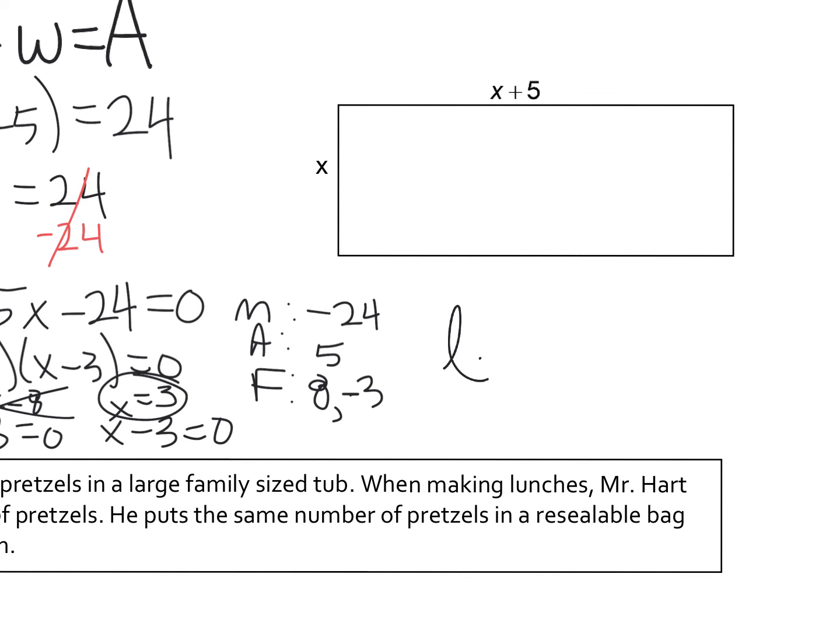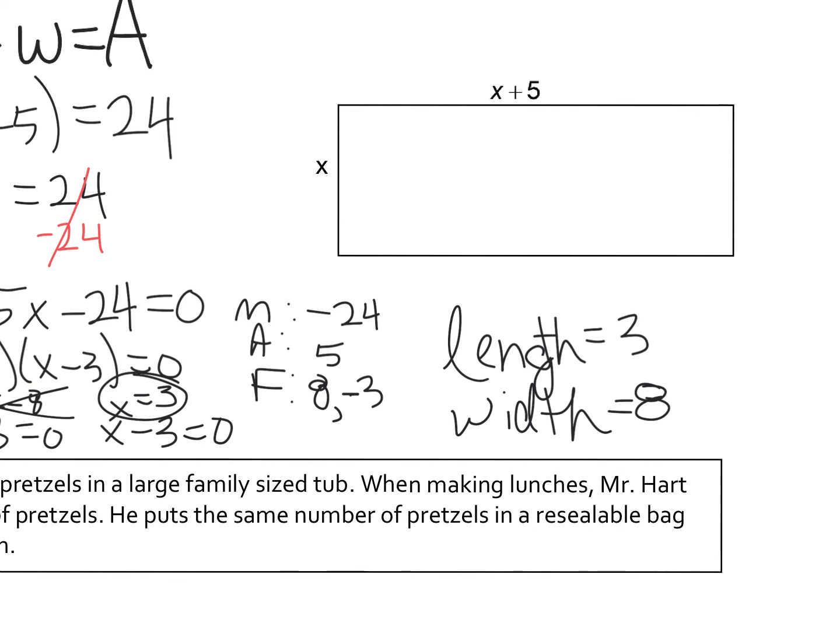On your test, it will say over here like length and width equals. And it'll tell you which one's the length, which one's the width. It'll say like x is the length, so x should be 3. And then the width is 3 plus 5, which is 8.